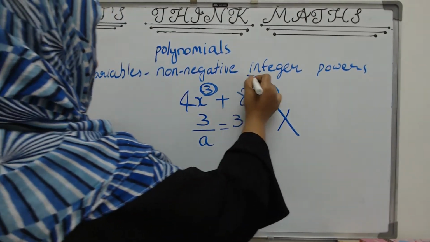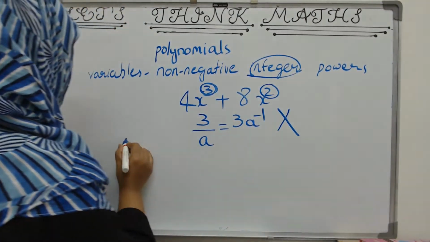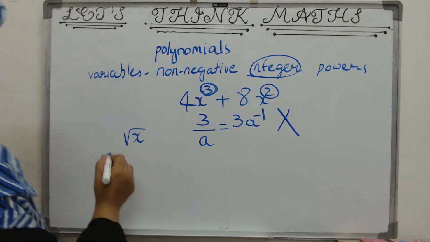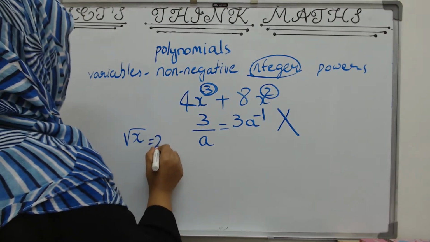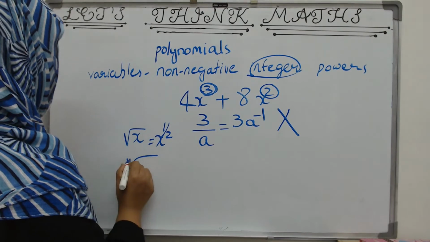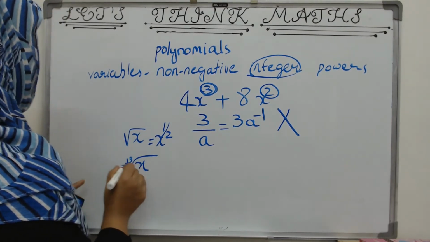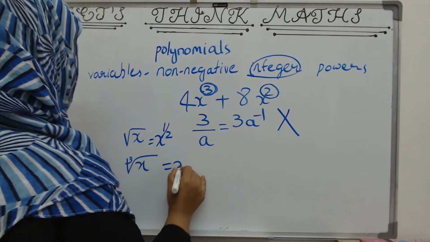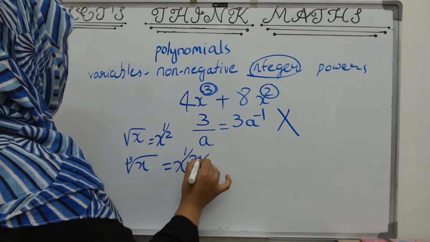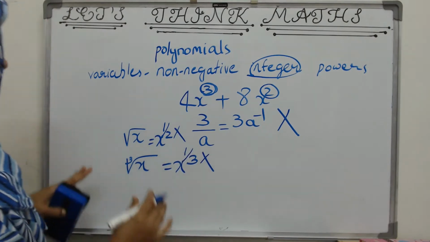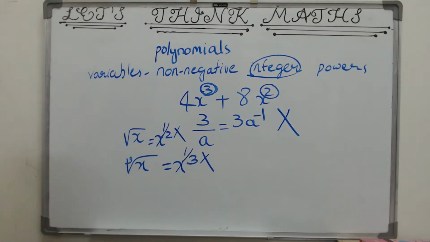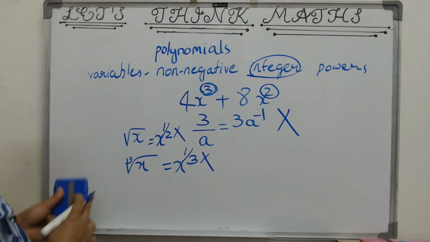And why the integer part? You cannot have something which looks like this. Square root of x. What is square root of x? This is actually x raised to 1 by 2. And what about the cube root of x? You cannot have something which looks like this. What is the cube root of x? How do we write it? This is actually 1 by 3. This is not an integer. So, if you have variables which look like this, it is still an algebraic expression, but not a polynomial.